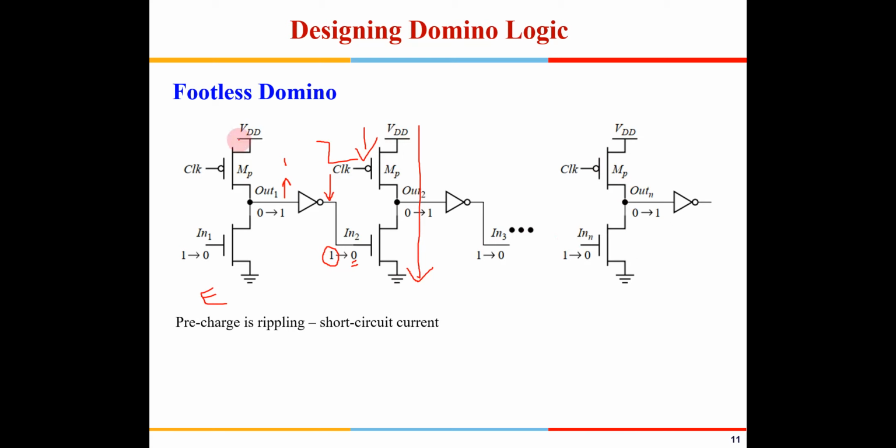So that is why footless domino, although you save one transistor, might land you with increased short circuit currents. So this is not used. Generally we keep the foot transistor also. Is it okay with all of you?